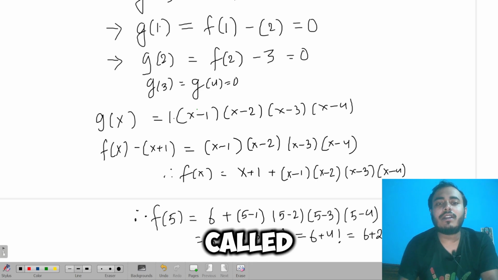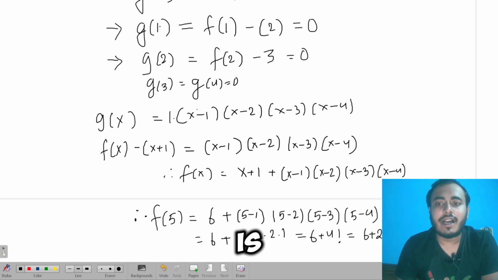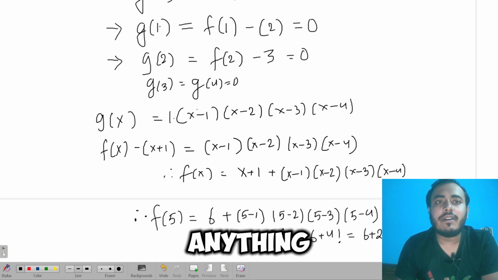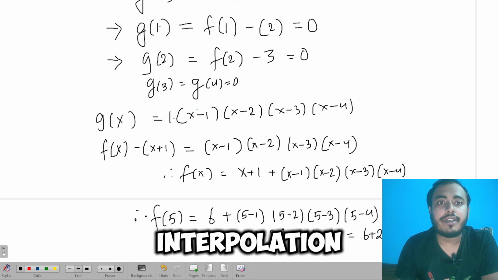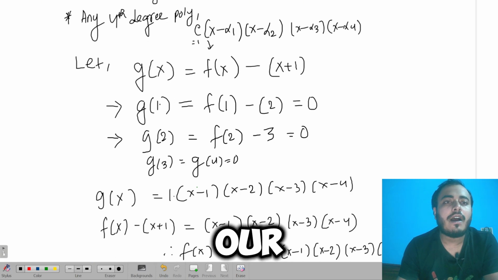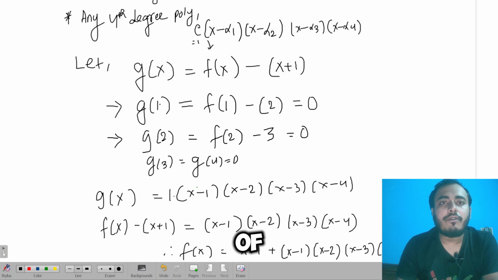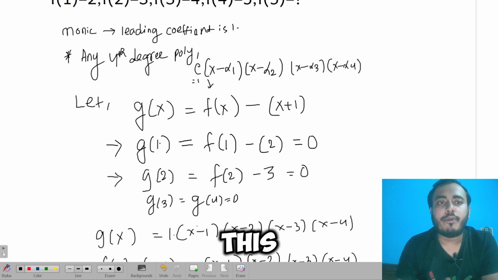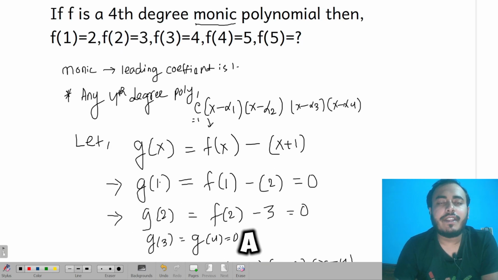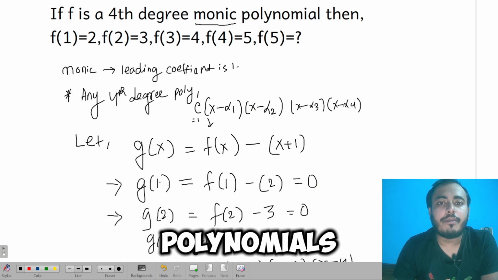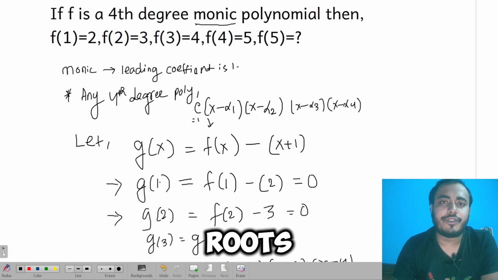So this is called interpolation. This is Lagrange's interpolation, and we have not used any sort of formulas for interpolation. Rather, we have only used our methods of basic algebra to get to this point. So that is why this is a very interesting type of question, and you can very well expect it in any high school examination, given that you have already been taught about polynomials and quadratic equations and roots.